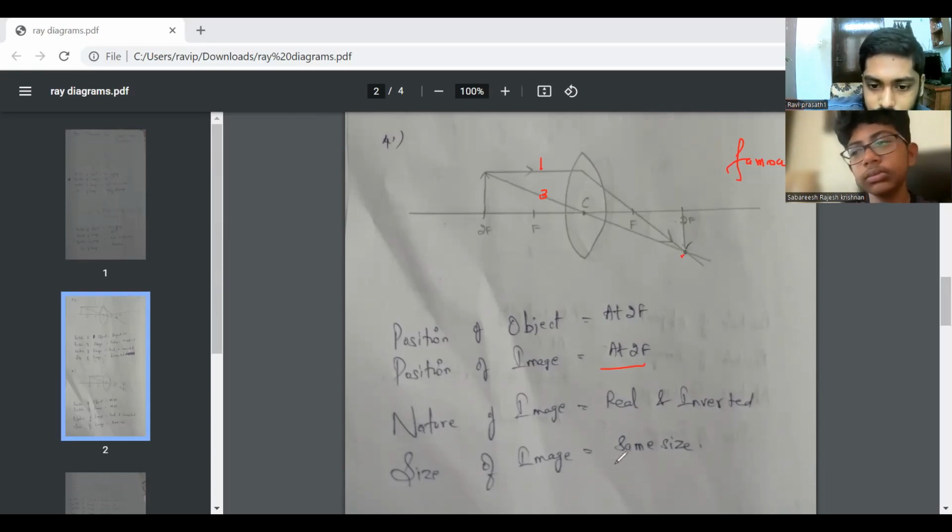And also the image size will be the same size only. You measure and see, you will find it to be the same. And nature, obviously, they are coinciding, so it is real and it is inverted. Clear? We'll move to the next one.